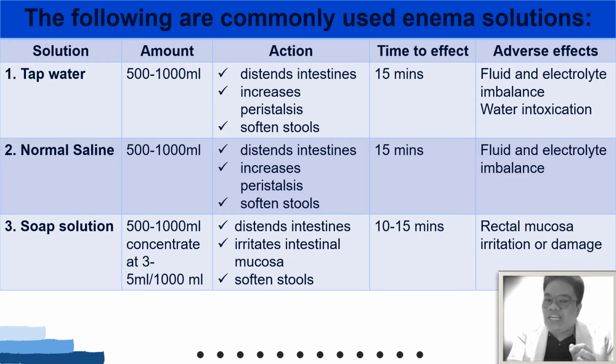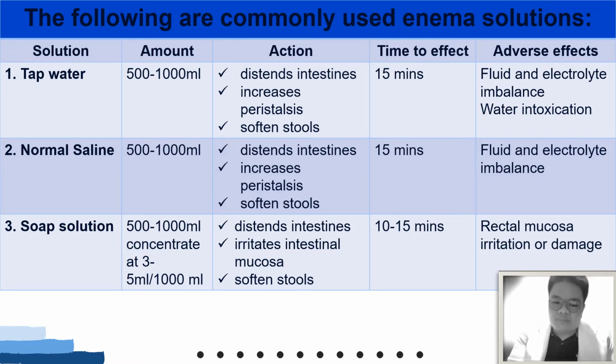So class, it would irritate the intestinal mucosa, and after that irritation it could take effect in 10 to 15 minutes, but one of the adverse effects is rectal mucosa irritation and damage. Imagine, class, you're having soap in your intestine. So the tendency, class, is for the patient to have rectal mucosa irritation or damage.